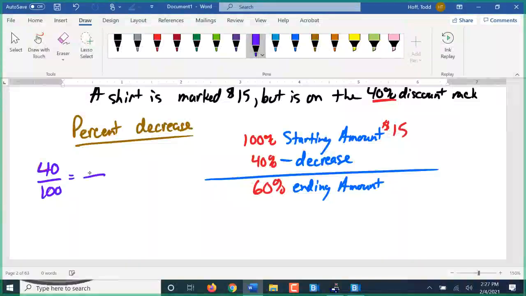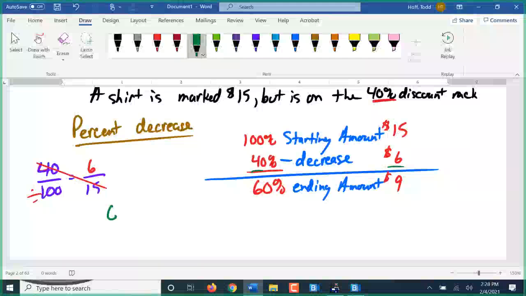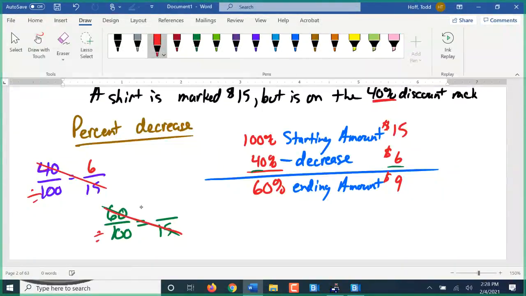40 over 100 equals blank over 15. If we cross multiply and divide, 40 times 15 divided by 100 is 6. The decrease here would be $6. We subtract, the ending amount would be $9. Well, here, instead of finding the 40% and then having to subtract, we could have just found 60% right away. 60% of $15, if I cross multiply and divide, would be $9.